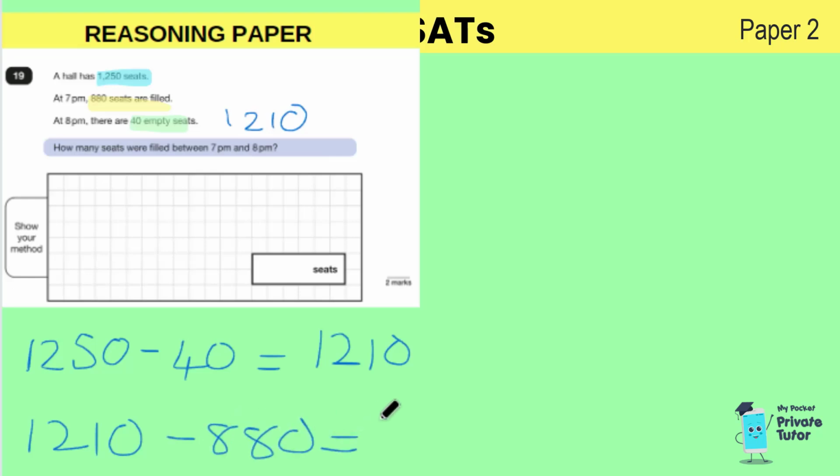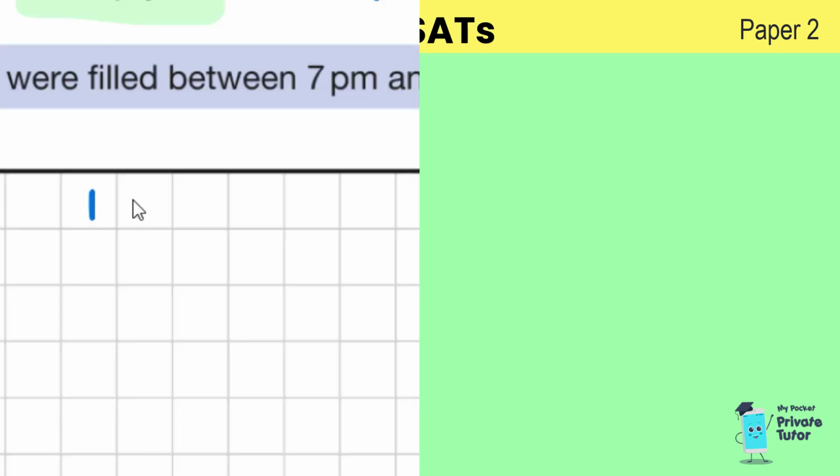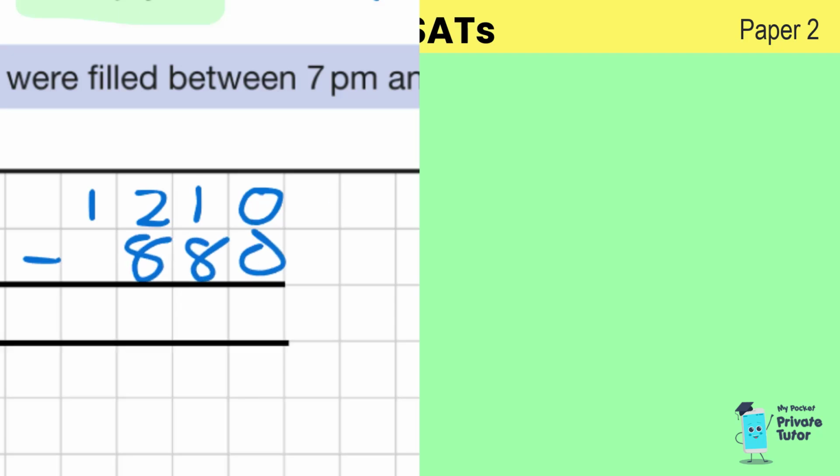So we can use our squares to do this calculation. So we're doing 1,210 subtract 880. So 0 take away 0 is 0. We can't do 1 take away 8. We're going to borrow from that 2. 11 take away 8 is 3. There are 330. There's a difference of 330.